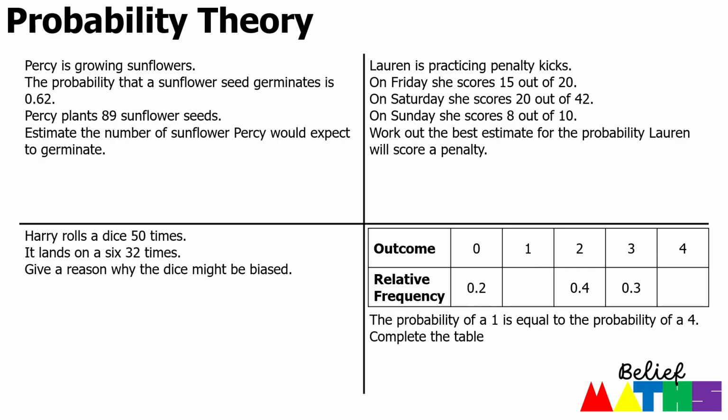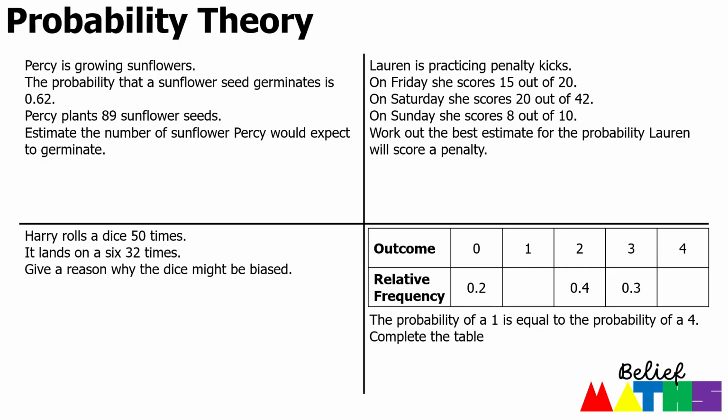We'll finish off with a little bit of probability now. And this is just some of the basics of probability. So firstly, it says Percy is growing some sunflowers. The probability of a sunflower seed germinates or grows is 0.62. He plants 89 sunflower seeds. Estimate the number that he would expect to germinate.